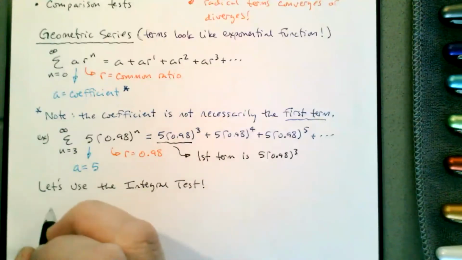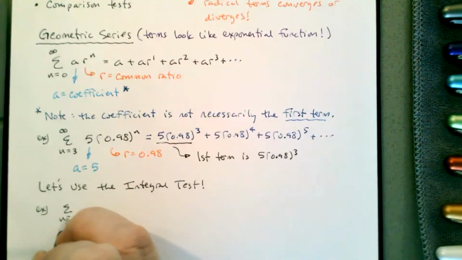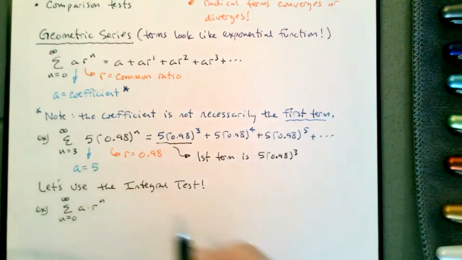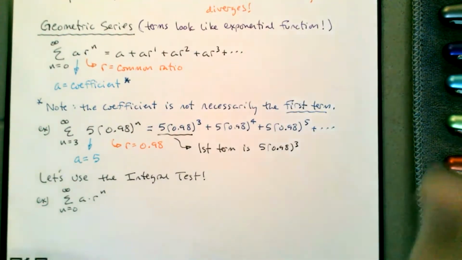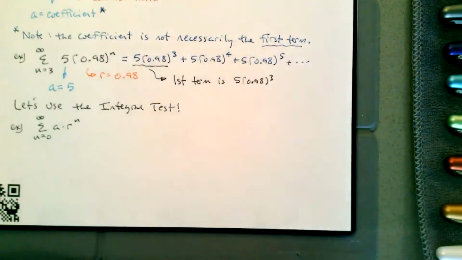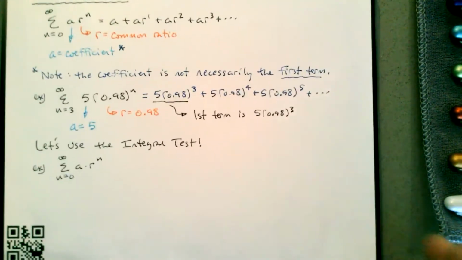If I have a series, n goes from 0 to infinity of a times r to the n, we can determine if this converges or diverges. We can determine if the series converges or diverges by looking at an improper integral.